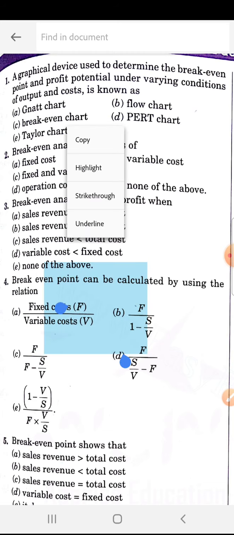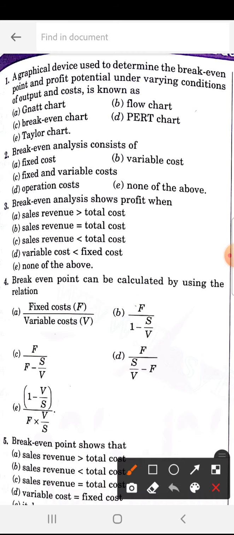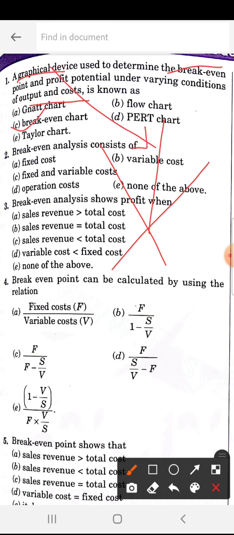Okay, so now we'll see the first question here. A graphical device used to determine the break even point. So break even point and graphical device are the keywords, and the profit potential under varying conditions of output and cost is known as the break even chart. If you see the break even chart, that is a graph actually. So this is the graphical device, that's why it is a break even chart.